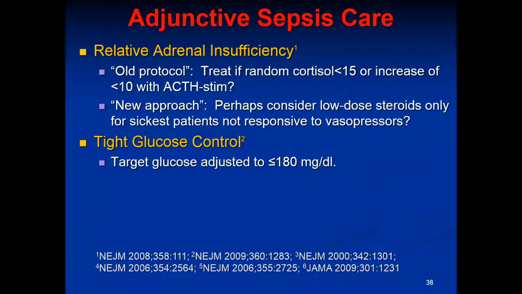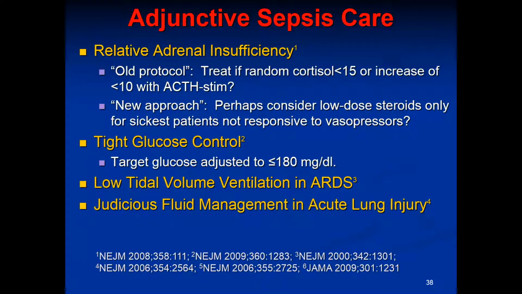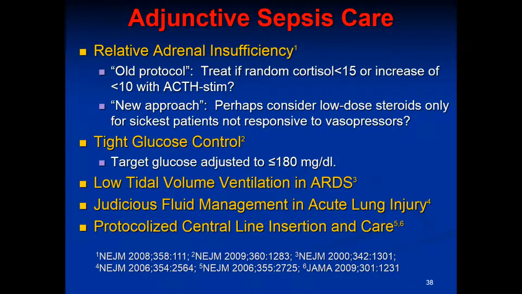Now the data are to adjust based on a glucose of less than 180, less tight control than what we did in prior iterations. Low tidal volume ventilation, which you'll hear about in a separate talk. As we mentioned, once patients are hemodynamically stable with acute lung injury, there's data to support judicious fluid management and even promoting a negative fluid balance as tolerated.